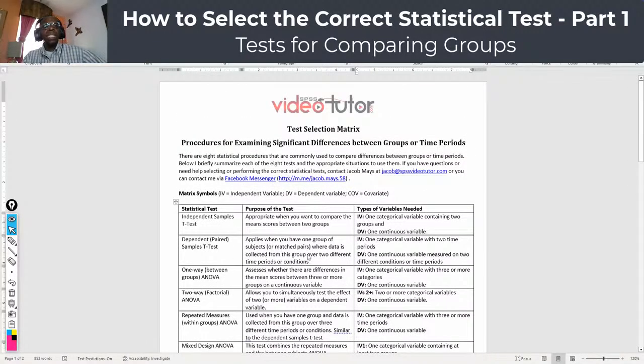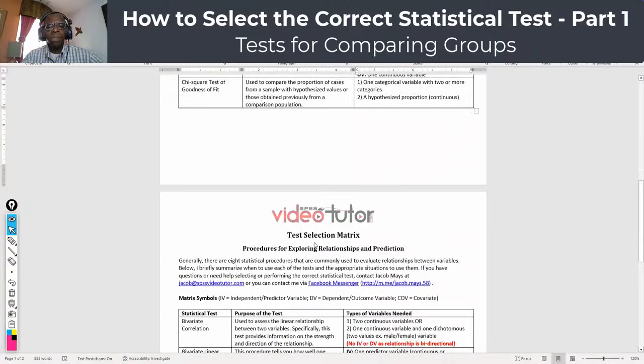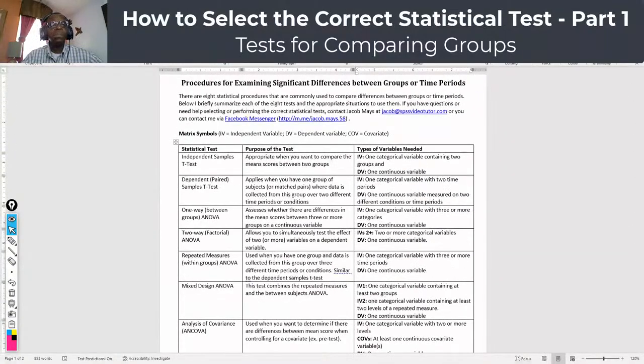So let's start with part one, which is statistical tests for comparing groups. It's just going to take about 5 minutes. And then part two will cover exploring relationships.